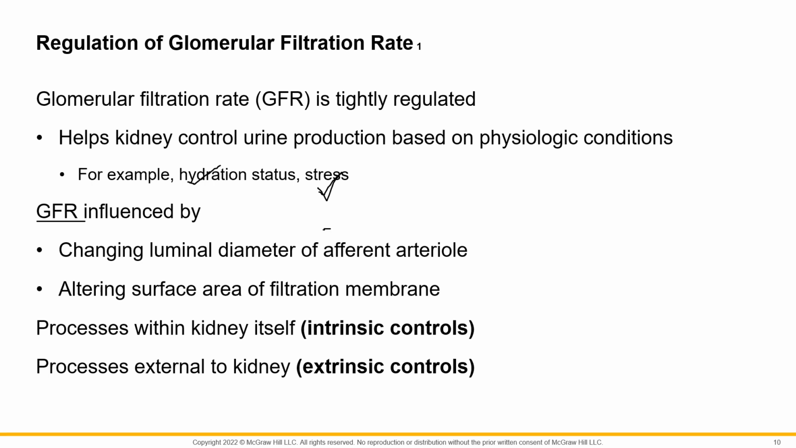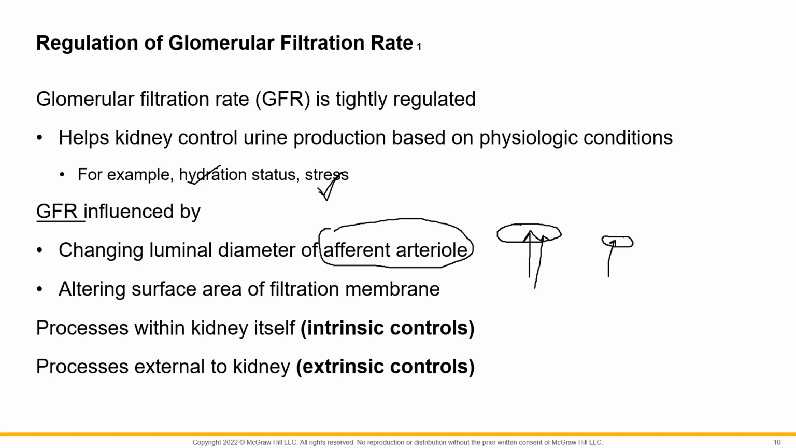Width or diameter of the afferent arteriole. So the larger the diameter of the afferent arteriole, the more blood that passes through it. The more blood that passes through the afferent arteriole, the more filtrate is formed. The opposite is true as well. Less diameter of the afferent arteriole, less blood passes through it. Less blood passing through it means less filtrate is formed.